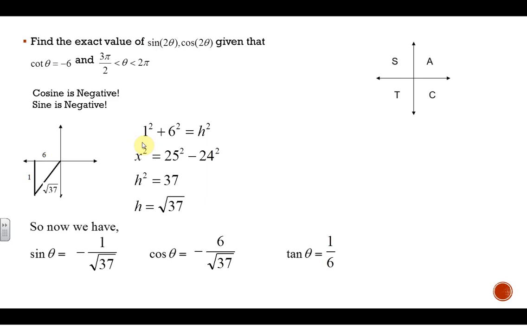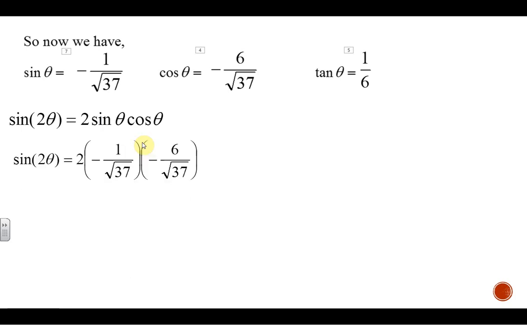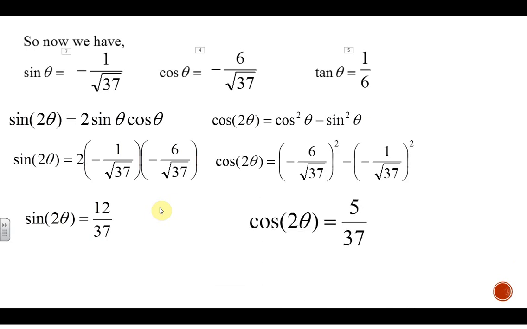Now notice that we left both of these in not-pretty form. That's because we're going to plug and chug these, and there are a lot of squares in our formulas, which undo the radicals. Look what happens when you multiply radical by radical: poof, 37. Cosine squared times sine squared. You're just plugging it in.